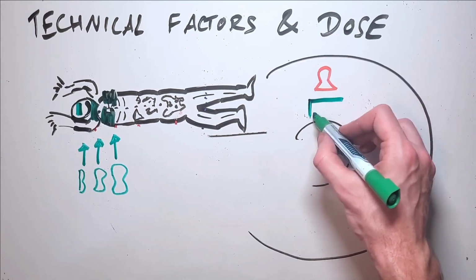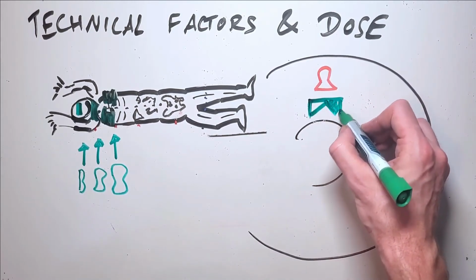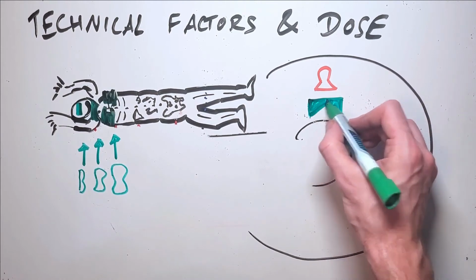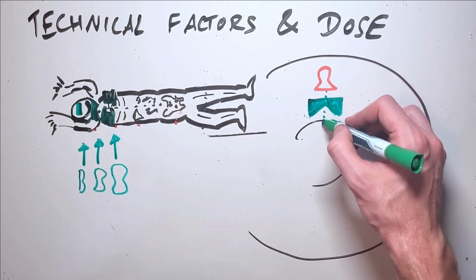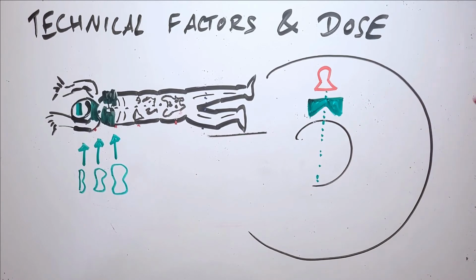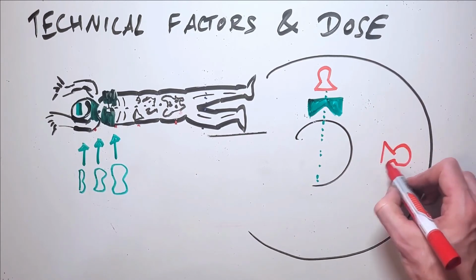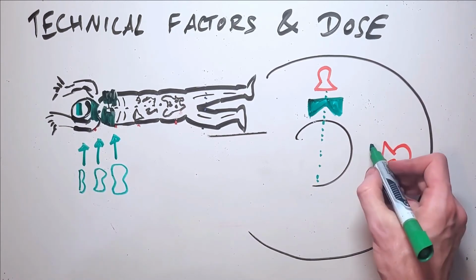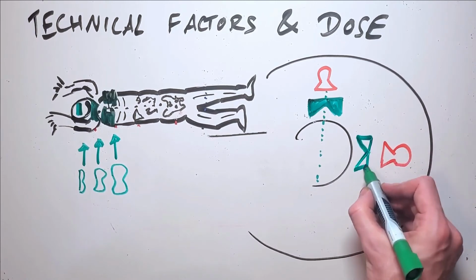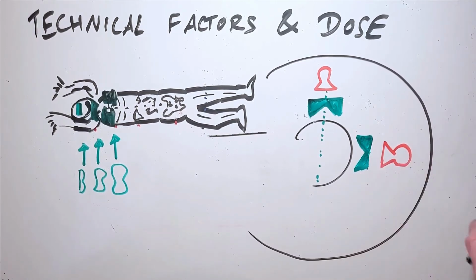Filtration plays an important role in reducing radiation dose. Filters absorb low energy photons leaving the tube, and in CT we use a bow tie filter, as we discussed in an earlier video. The bow tie filter absorbs a greater number of photons at the periphery of the patient to reduce dose and ensure a more uniform distribution of photons reaching the detector.